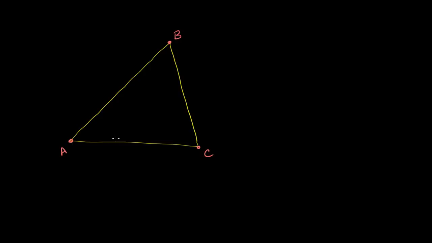I have triangle ABC here, and in the last video we started to explore some of the properties of points that are on angle bisectors. And now what I want to do in this video is just see what happens when we apply some of those ideas to triangles, or the angles in triangles.